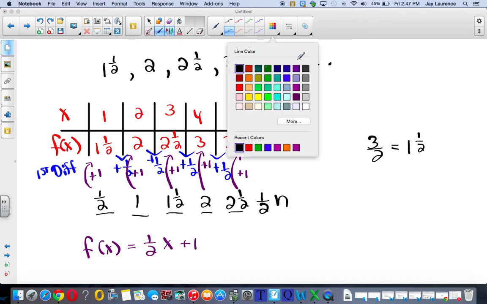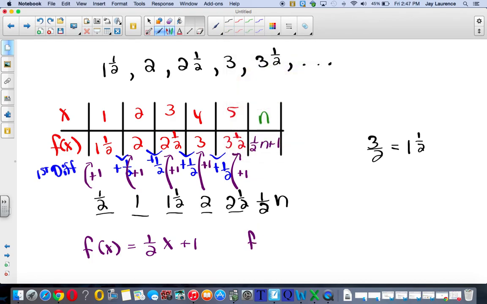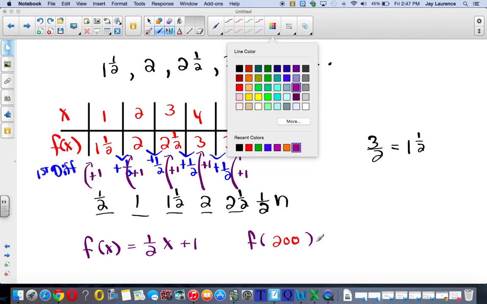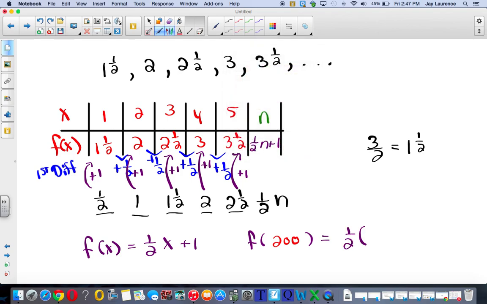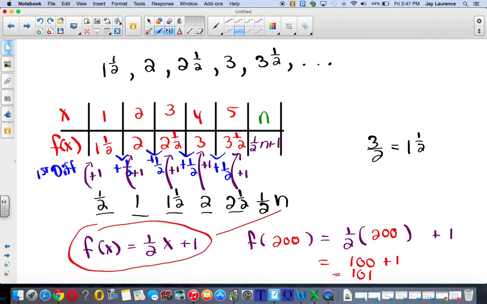So I'm going to do f of 200, and I will get 1/2 of 200 plus 1. Well, half of 200 is 100, plus 1 is 101. There you go. All right, by the way, what kind of function is this? It's linear. Yeah, it's a linear function.